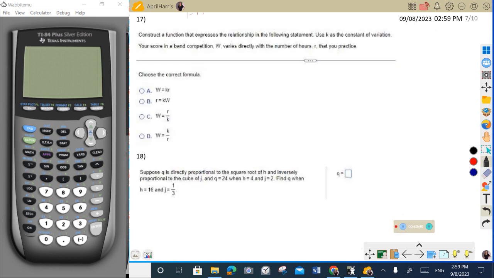Number 17. Construct a function that... Oh, wow, that was an inadvertent boo. That sounds like a cow.